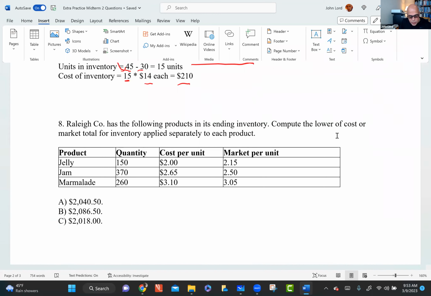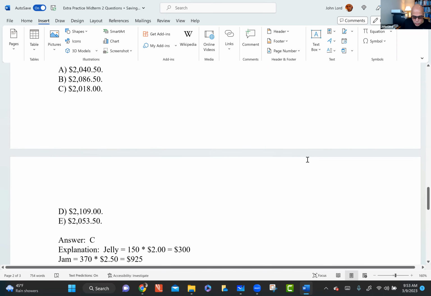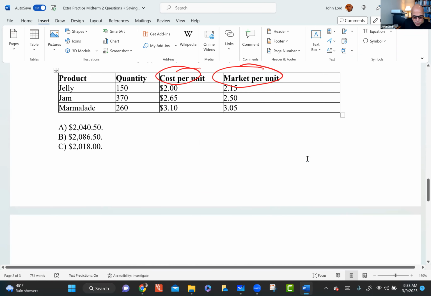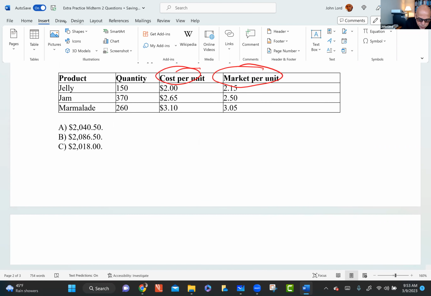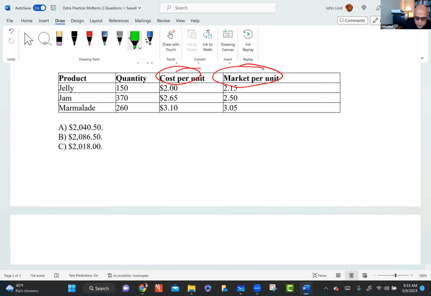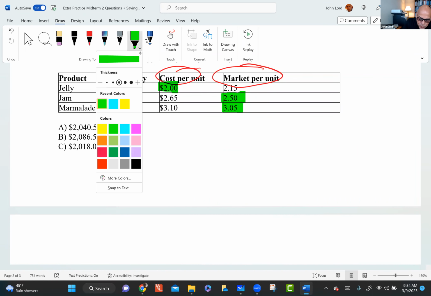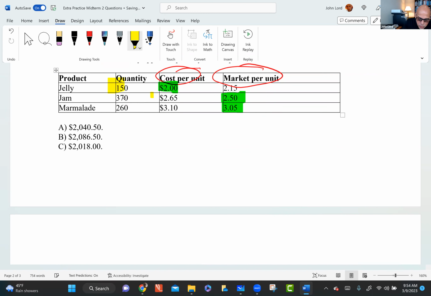Okay, good. Now you have the number of units here. They give us the cost per unit. They give us the market per unit. And remember that we are to use the lower of cost or market, a very basic sense here. And so we go through, and let's just highlight these as we go. Here, the cost is lower. Here, the market is lower. And here, the market is lower. So we're going to pick up those numbers in the green there. And then we're going to multiply them by the quantities that are shown here.